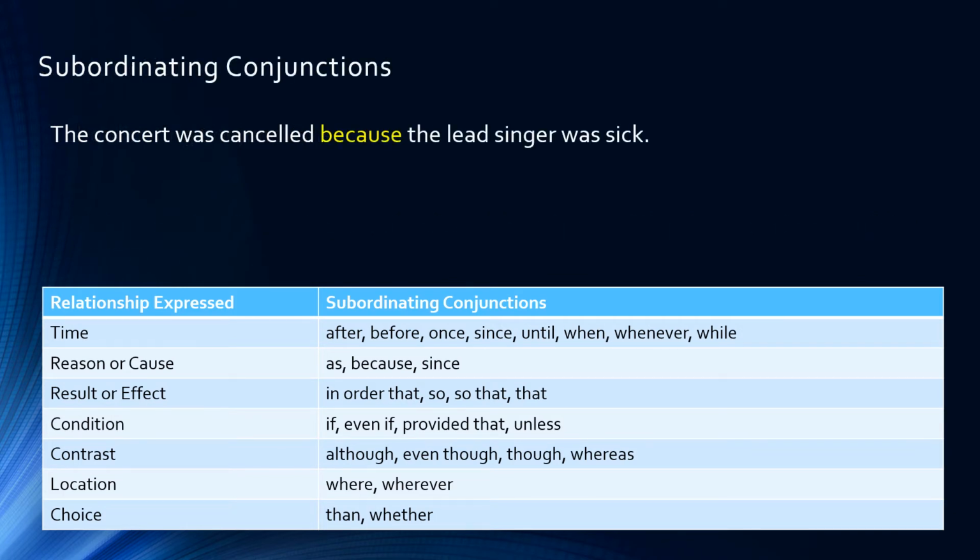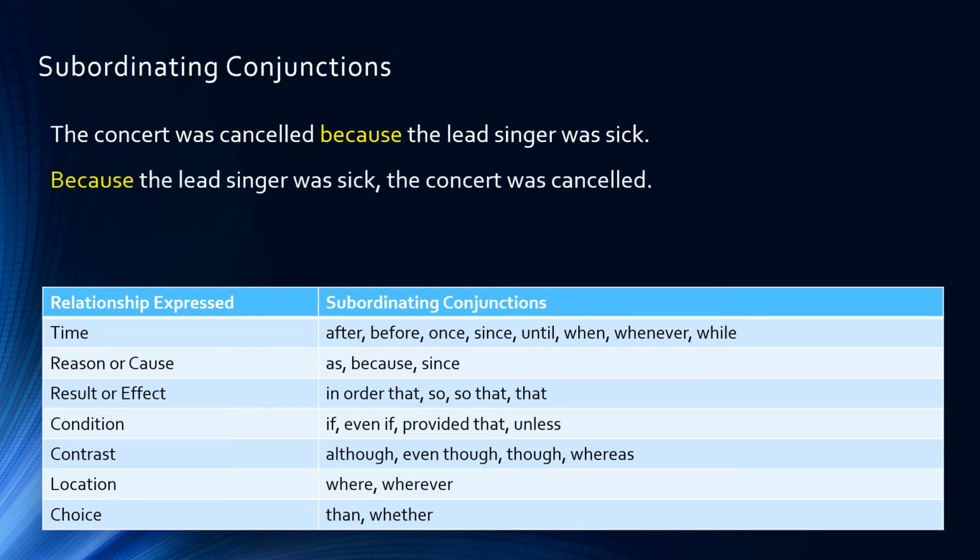Now look at the sentence. The concert was canceled because the lead singer was sick. So in this sentence, the subordinating conjunction because is showing reason or cause. Why was the concert canceled? Because the lead singer was sick. We can reverse that, put the phrases in reverse order, and say, because the lead singer was sick, the concert was canceled.